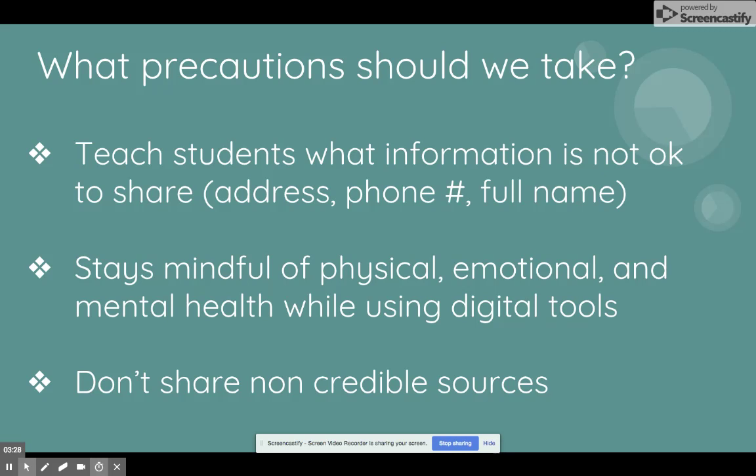Stay mindful of physical, emotional, and mental health while using digital tools. Don't share non-credible sources. Students need to understand the areas of concern when it comes to technology. They need to protect themselves and others from harm. They need to know not to share personal details such as passwords, address, phone numbers, full names, or family members' names. Be mindful of dangerous sites, malware, and potential viruses. Be sure to only visit legitimate, reputable sites. Students should be mindful of how they spend time on digital platforms.